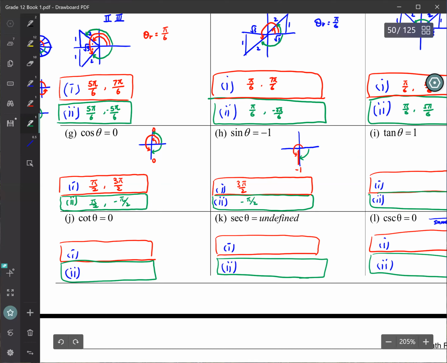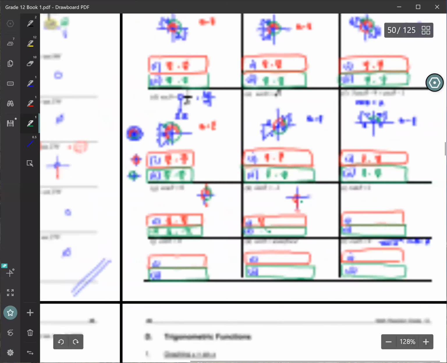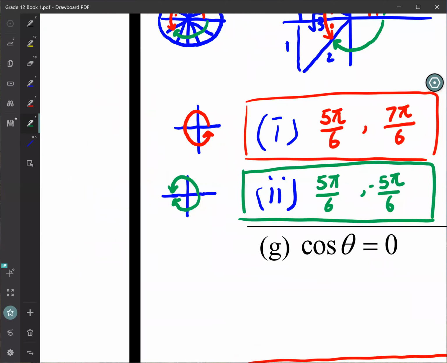Okay, so the domain means how far you are going to scan for the answer, right? How far can you go to find answers? So the second domain, if you look at the picture over here, the two little circles that we drew, you can only go half a circle on each side. So if it passes that, then it's not inside the domain. Okay, next question.